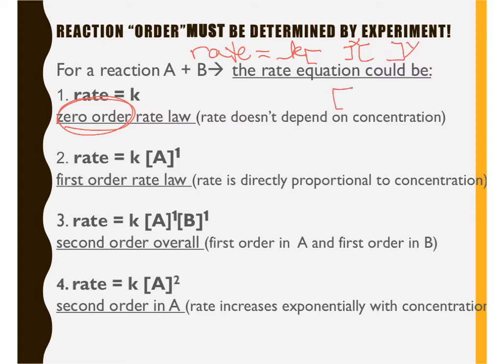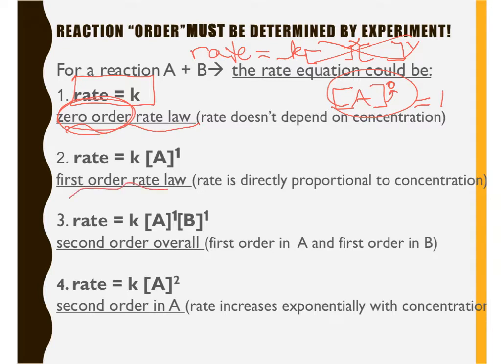Let me just show you what that would be. Let's say reactant A is zero order. So what is anything raised to the zero power? It equals 1, right? So this rate law then becomes simply rate equals the rate constant. That is what a zero order rate law does.